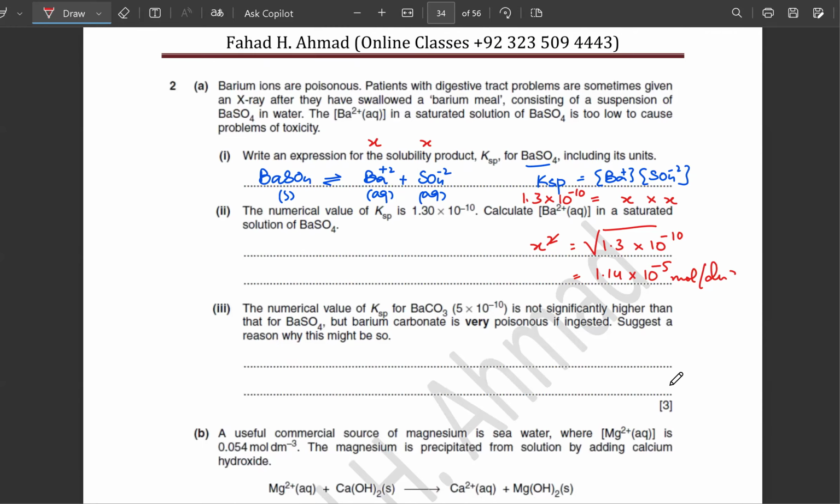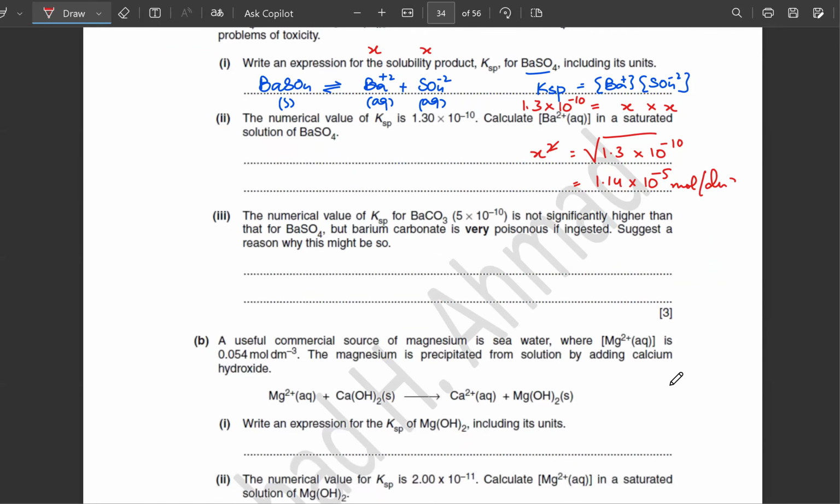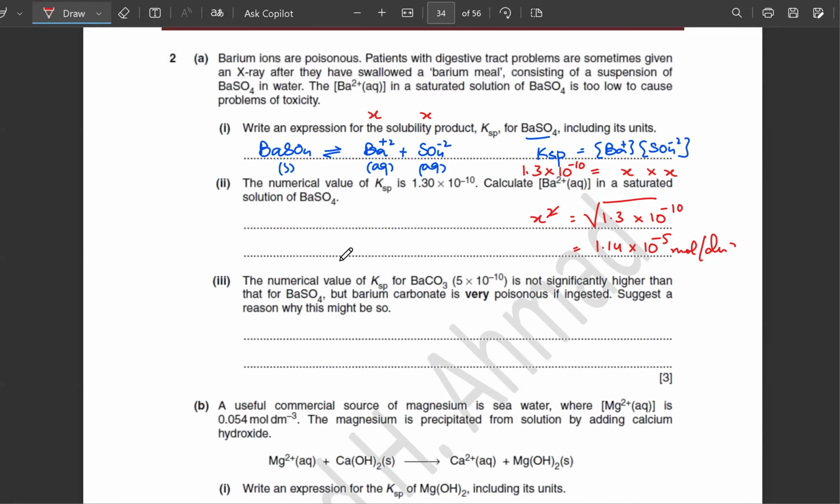I said the next part is this question. He says that the Ksp of barium carbonate is not significantly higher than that for barium sulfate. Both of them have a very low Ksp value. They're not very soluble. The Ksp for barium sulfate was 1.3 times 10 power minus 10, and the Ksp for barium carbonate is 5 times 10 power minus 10.